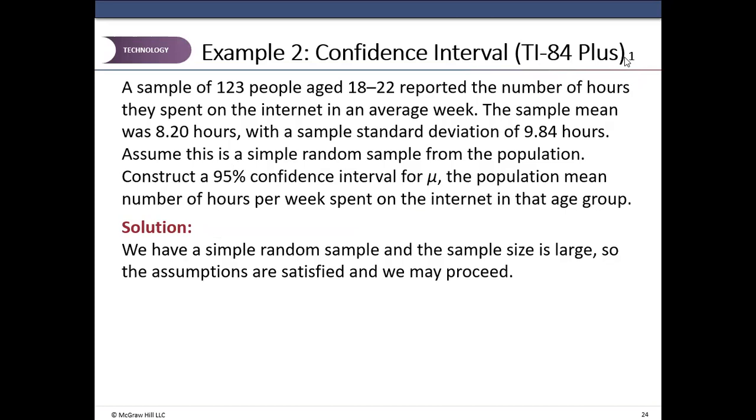So STAT, TESTS. Since we do not know the population standard deviation, we have to use the T interval. Scroll down to number 8, T interval, and hit enter. Now the input should be on Stats, put it on Stats and hit enter. Then it asks for the sample mean, which was 8.2, and the sample standard deviation is 9.84. Sample size n is 123 and C level is 0.95. And we calculate.